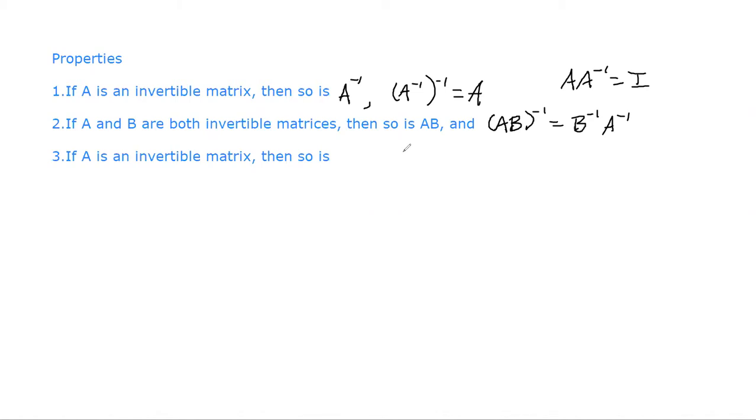Our last one is if A is an invertible matrix, then so is A transpose. We talked about transposes in the last video. And the inverse of A transpose equals the transpose of A inverse. So that's pretty easy to find as well. Okay, so these are our properties. Now let's take a look at how we might find an inverse of a larger matrix.